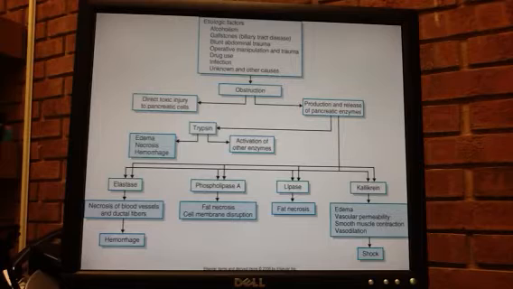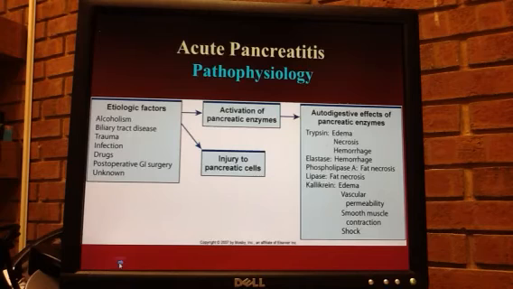So if you look at these other enzymes, you can see that elastase can cause necrosis of blood vessels and ductal fibers, leading to hemorrhage. The phospholipase A causes fat cell necrosis, and your cell membrane is made of lipid-type substances, which are fats, so that can cause cell membrane disruption. Lipase causes fat necrosis, and then kallikrein can cause edema, blood vessel permeability, smooth muscle contraction, vasodilation, and is implicated in shock.